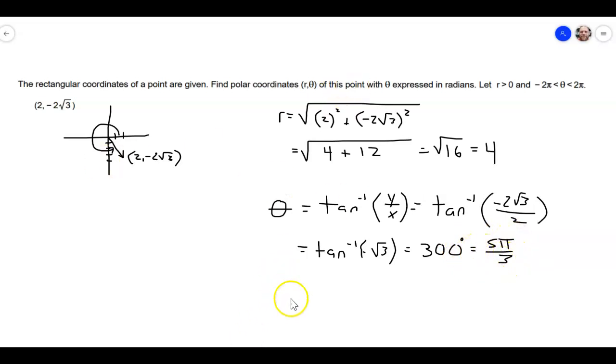So my final answer would be (4, 5 pi over 3). And it should have also taken the negative 60 degrees, so we probably could have also answered (4, negative pi over 3). Pi over 3, that would be negative 60 there. So both of these should work.